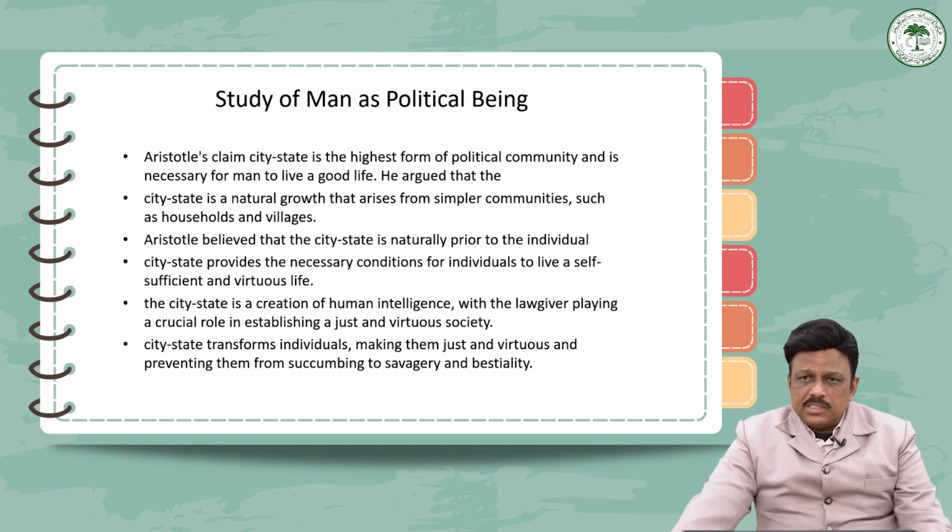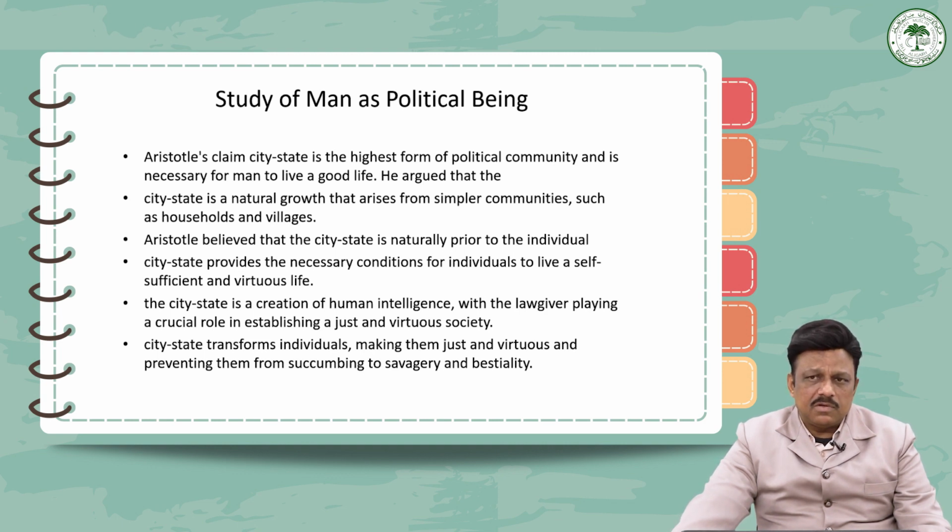The father of political science, Aristotle, claimed that man is a political animal, and this is closely linked to his belief that man is political only in a city state, that is the polis, which exists by nature, that is human nature. So according to Aristotle, the city state is the highest form of political community, and it is necessary for man to live a good life.